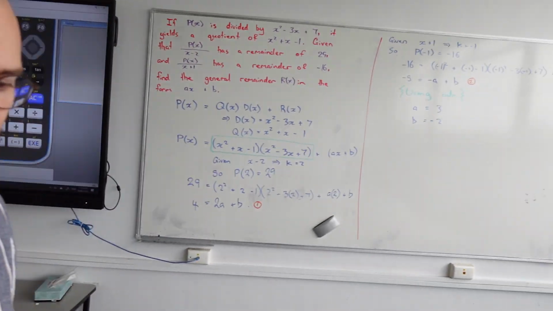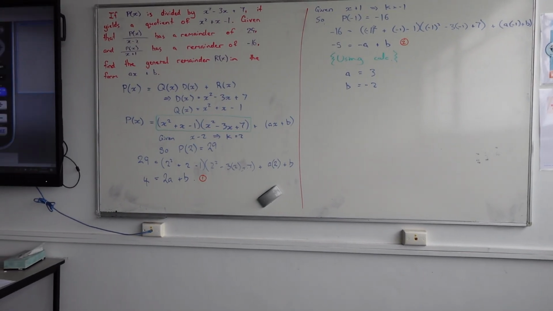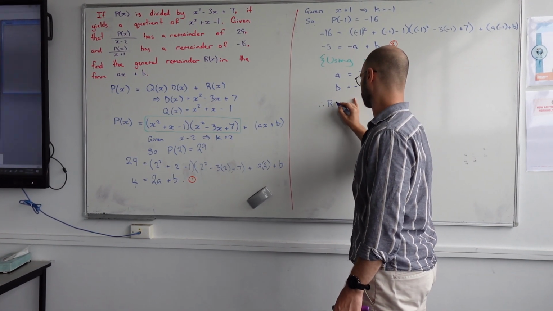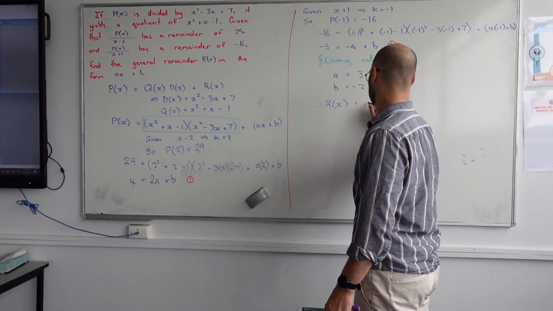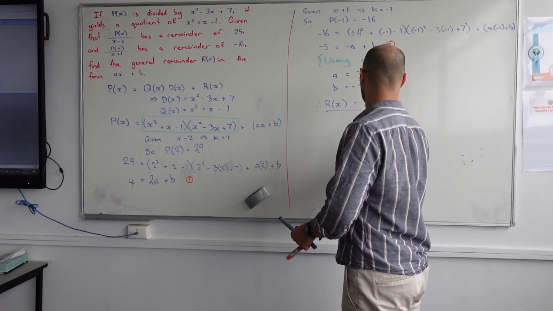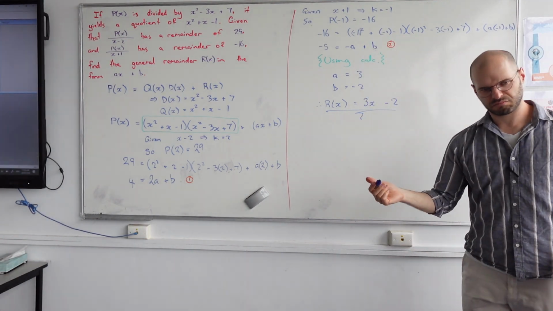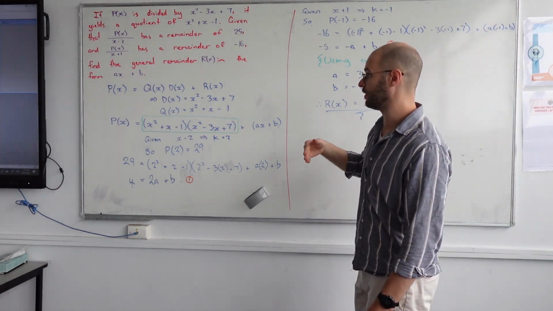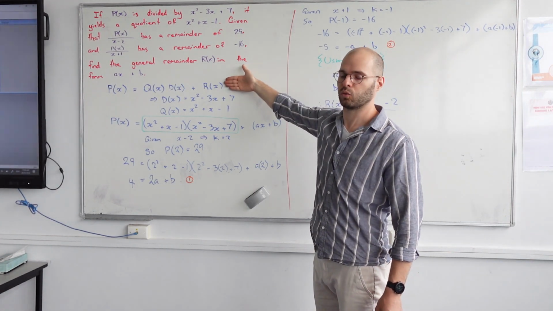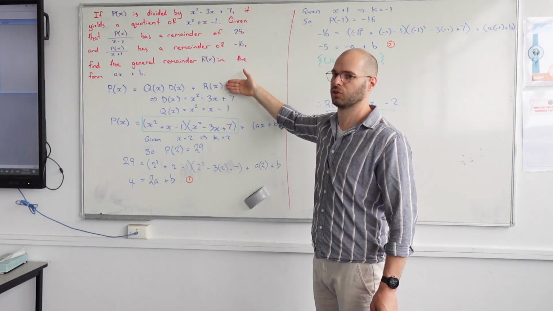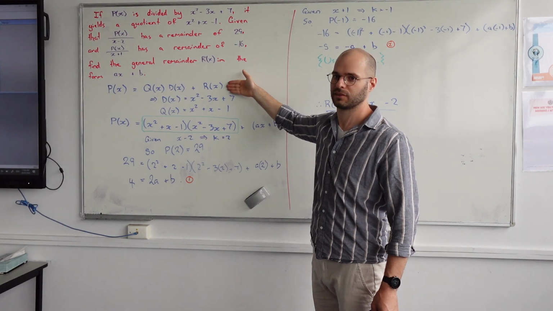So putting this together, what do we say our general remainder is? r of x equals 3x, take 2. Seem reasonable? Yeah. So the steps involved are, for these sort of questions, always model what you have. This is a really daunting question because it doesn't tell you to do this form, you just have to know based on the information it gives you.